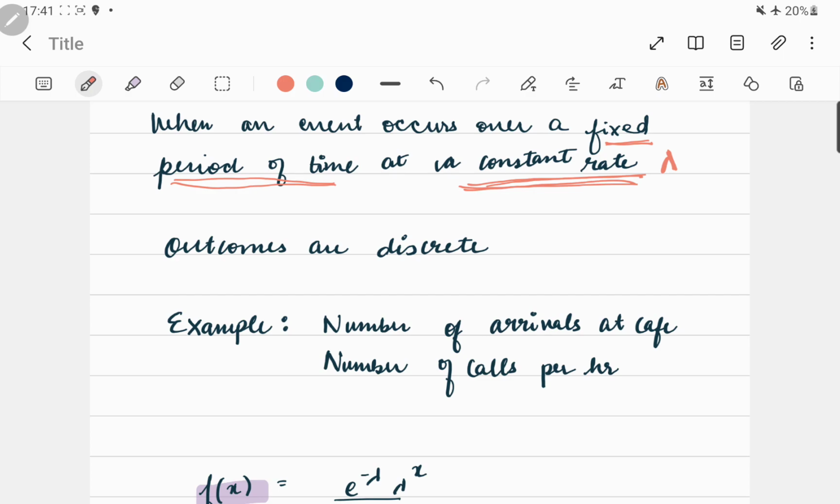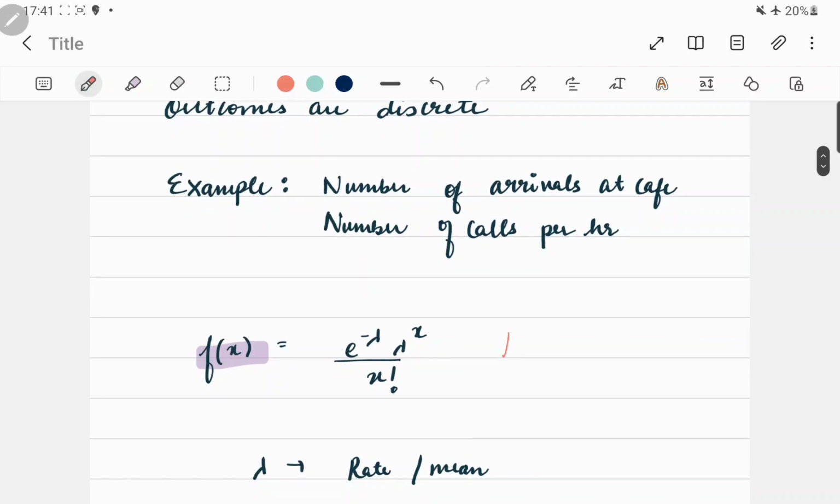All right, so we are going to define the PMF, which is the probability mass function, or we call it f of x, as e to the power minus lambda. So lambda here is our rate, okay, the rate at which things are occurring, into lambda to the power of x upon x factorial. So x is the success number that we are talking about.